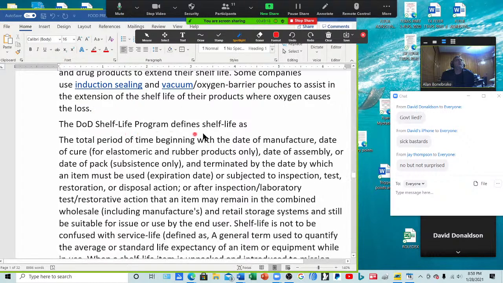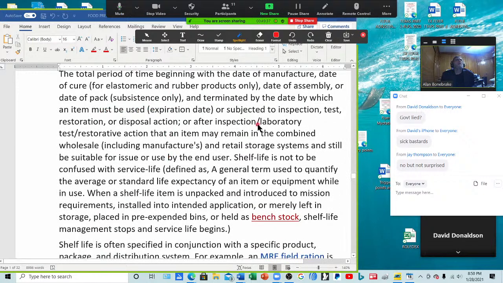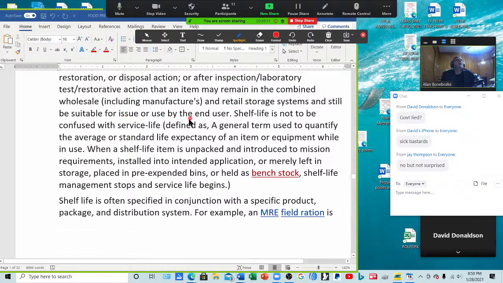The DOD Shelf Life Program defines shelf life as the total period of time beginning with the date of manufacture, date of cure for elastomeric and rubber products only, or date of assembly or date of pack for subsistence only, and terminated by the date by which an item must be used (expiration date) or subjected to inspection, test, restoration, or disposal action, or after inspection or laboratory test restorative action, that an item may remain in the combined wholesale or food system, including food manufacturing and retail storage systems, and still be suitable for issue by the end user.